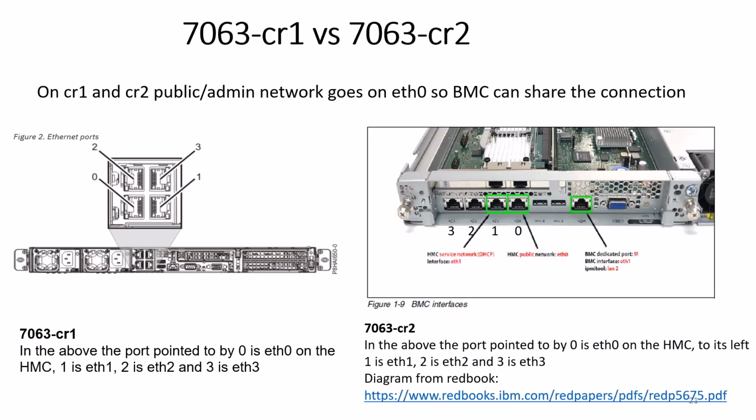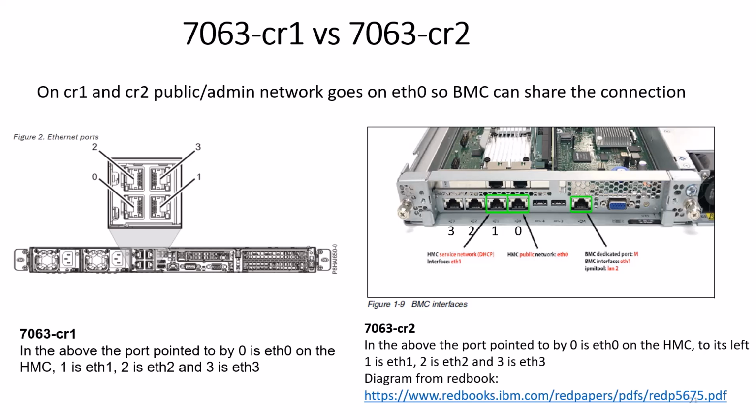Now the 7063 CR1, which is the first of the Power HMCs, has a block of 4 Ethernet connections. ETH0 is the bottom left, ETH1 is the bottom right, ETH2 is top left, ETH3 is top right. And again, as I said earlier, we use ETH0 for the public or admin network and any of the other 3 for the private network.